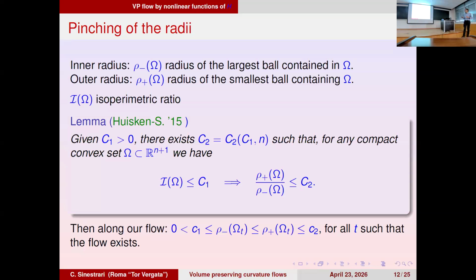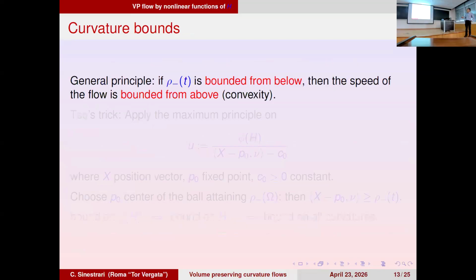Because since they are pinched, if one of the two approaches zero, then the other also does. If one becomes unbounded, the other is also unbounded. But this is in contradiction with constant volume. If you have constant volume, you cannot have both radii go to zero or both radii go to infinity. So they have to remain between two fixed constants. And then this is enough to let a well-known machinery in this context work.